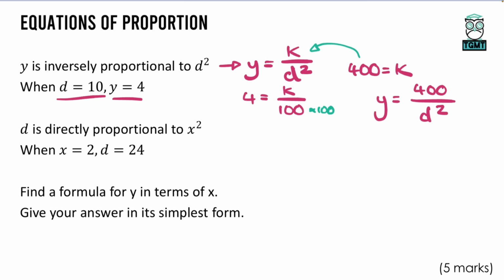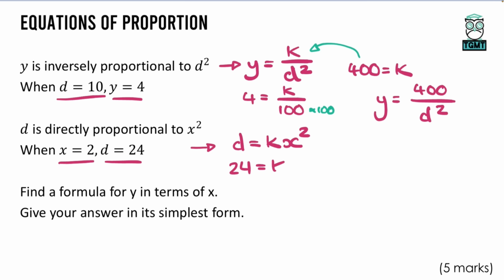That is my inverse proportion formula, all set up and ready to go. The next one is a direct proportion formula. It says d is directly proportional to x squared, so d equals k times x squared, or kx squared. I can now sub the values in that I've been given. x is 2, d is 24.